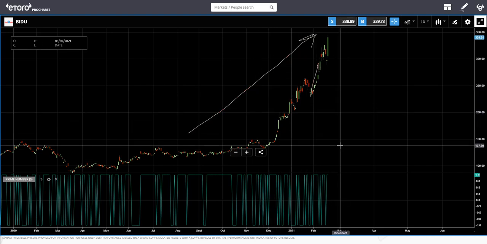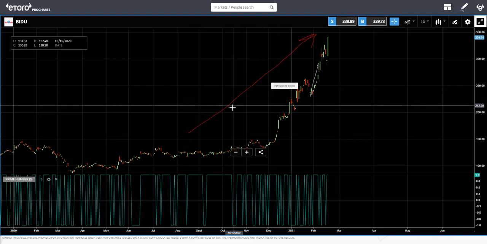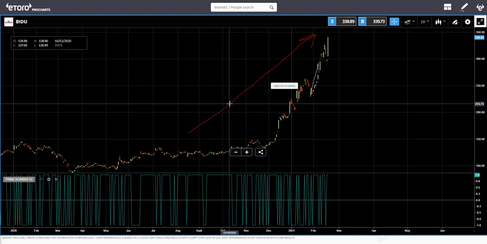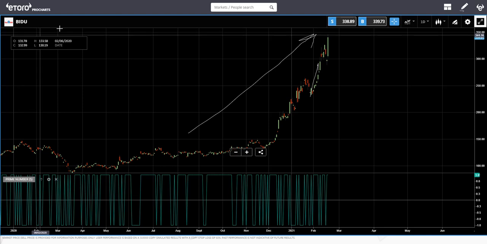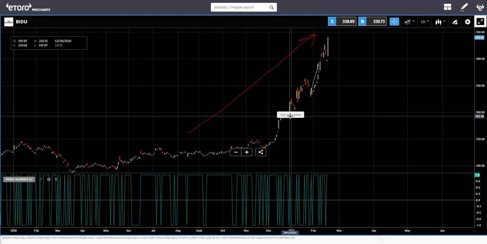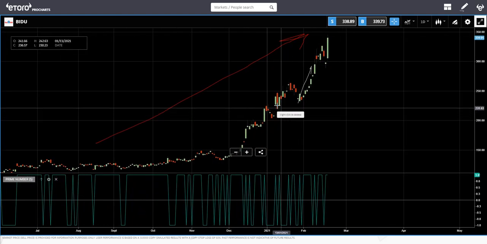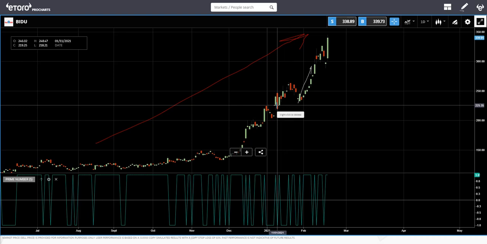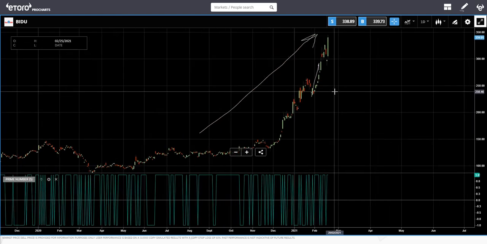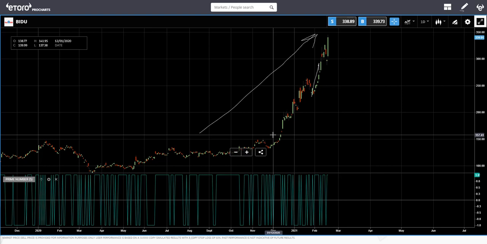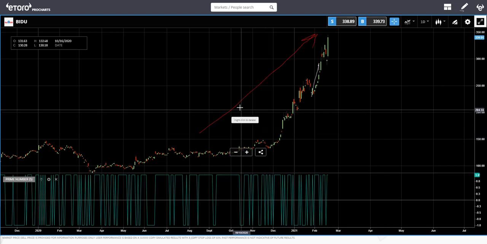Just use it first on the demo account and don't go on the real account from the first day. Just test it on different stocks. For example, here I did it on Baidu, but you could, if you want, use it on Tesla, sorry, or Apple or other stock. Just test it for a few days, get a bit confident about it, and then start trading. I hope you learned something today.